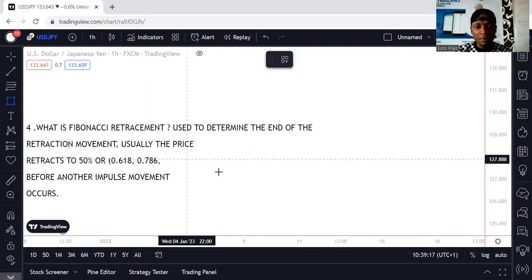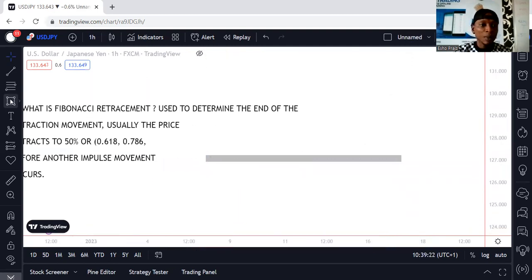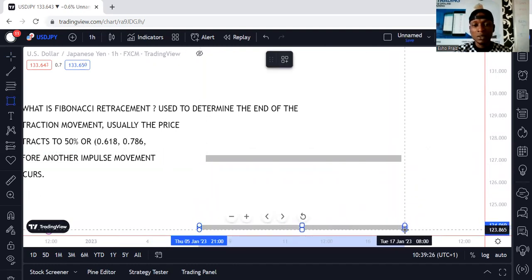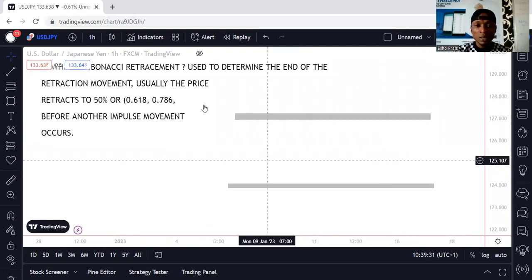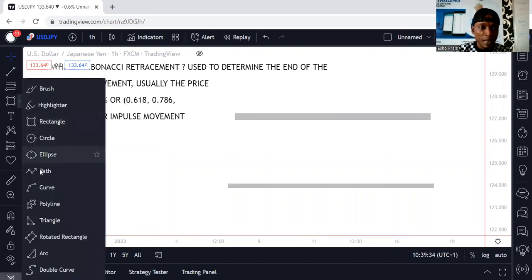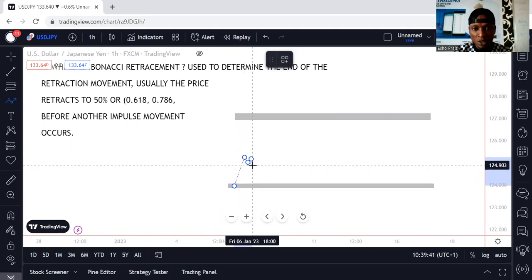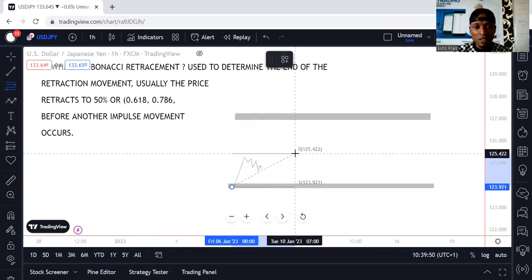Let's assume this is our supply zone, and this is our demand zone. Now look at it. We have the market created expansion, right? So as the market is giving us a retracement to the downside, what you have to do is bring out your Fibonacci tool and measure from here to this place.